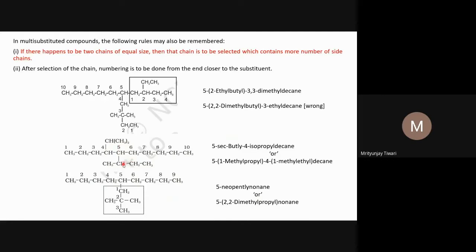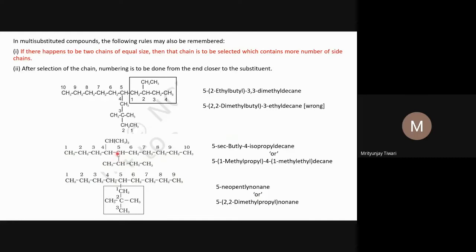And iso will be considered in the alphabetical ordering, but we know that sec will not be used in the alphabetical ordering. If sec was used, then secondary butyl would come later than isopropyl. But as we know, sec will not be considered as part of the alphabetical ordering. So we see iso, I, and this is butyl, B. So butyl will come first.